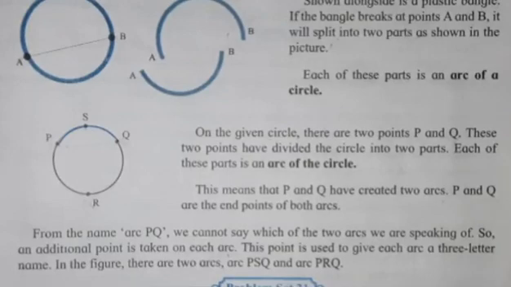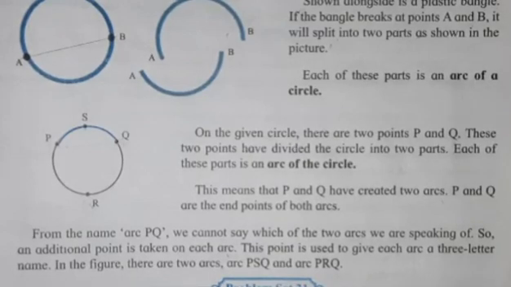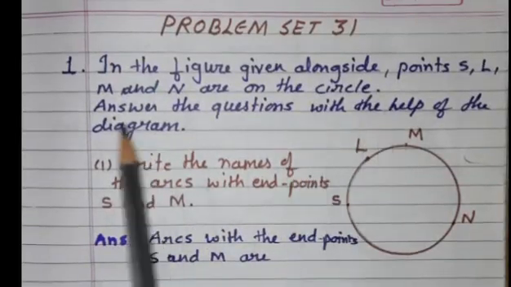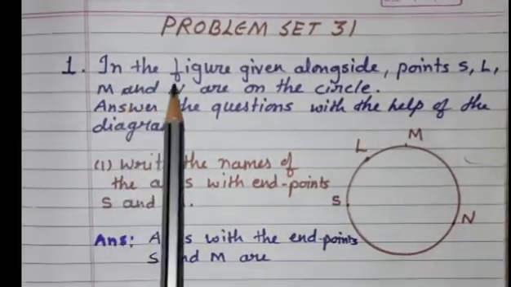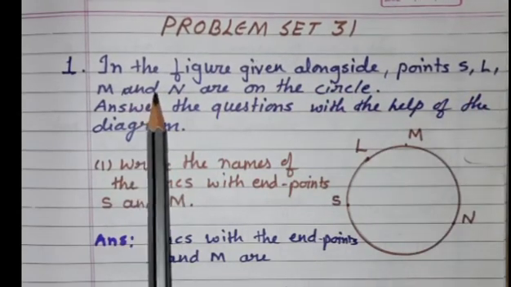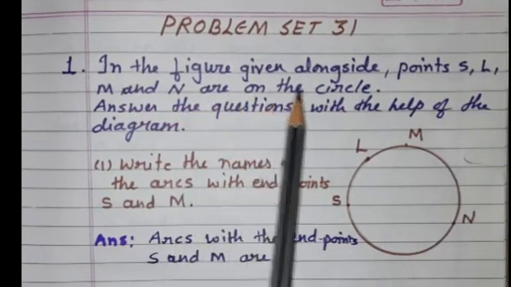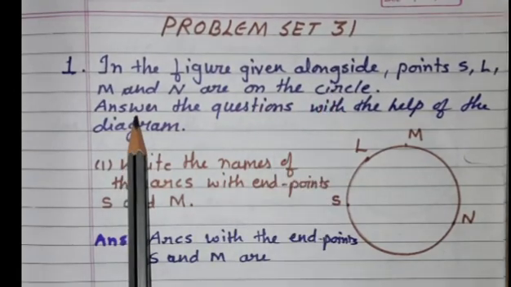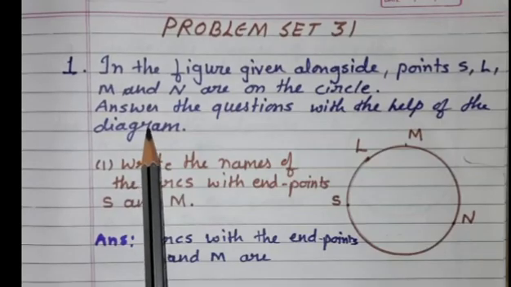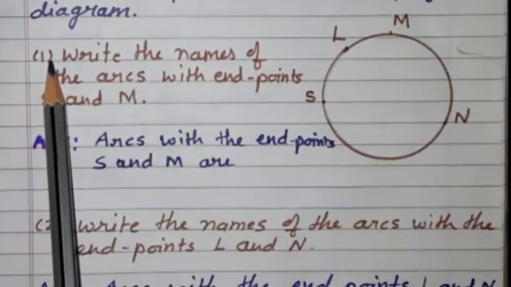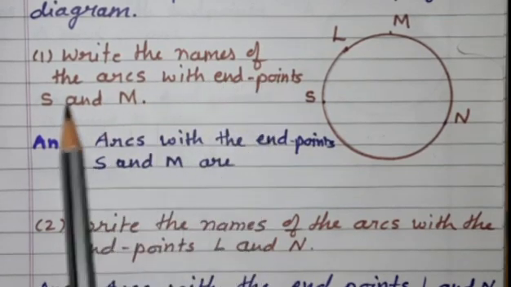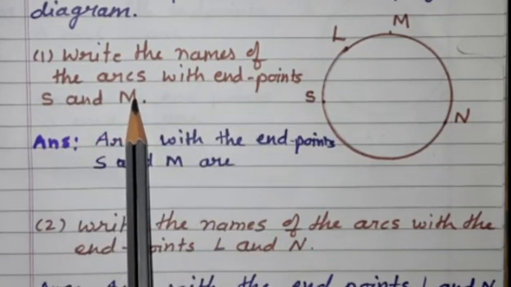To understand more about the arcs, we will solve problem set 31. Problem set 31. Question number 1. In the figure given alongside, points S, L, M and N are on the circle. Now answer the questions with the help of the diagram. See, question number 1. Write the names of the arcs with endpoints S and M.